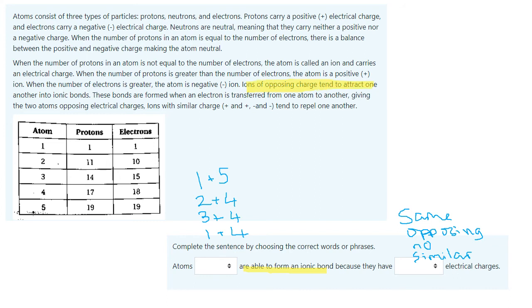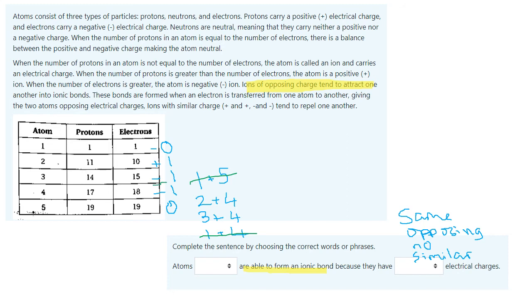So let's go back. Atom 1 has 0 charge. Atom 2 is a +1. Atom 3 is a -1. Atom 4 is a -1. Atom 5 is 0. So if there's no charge, it cannot be an ion. So any answer that has 1 or 5 can be removed. So the options are 2 and 4 or 3 and 4.